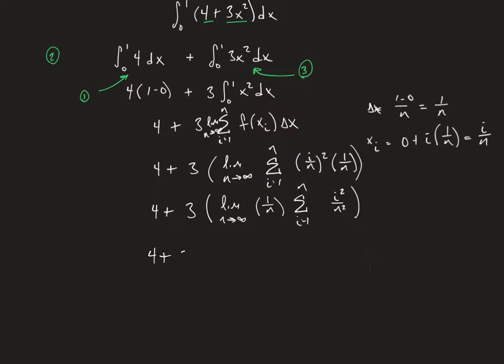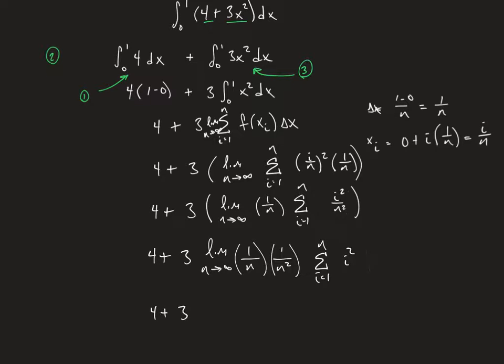So 4 plus 3 times, I've got the limit as n approaches infinity. I've got this 1 over n that's still here, but I'm going to take a 1 over n squared out as well, which is going to leave me with just i squared, which is something I know how to evaluate. That goes back to one of our first units when we were dealing with Appendix E on how to simplify some of these sums that are in sigma notation. I have a representation for that.